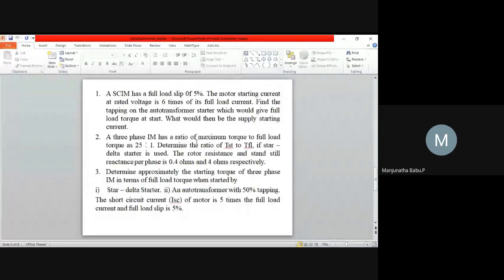A three-phase induction motor has a ratio of maximum torque to full load torque as 2.5:1. Determine the ratio of T start to T full load if a star delta starter is used. The rotor resistance and standstill reactance per phase are 0.4 ohms and 4 ohms respectively. Note down this numerical.